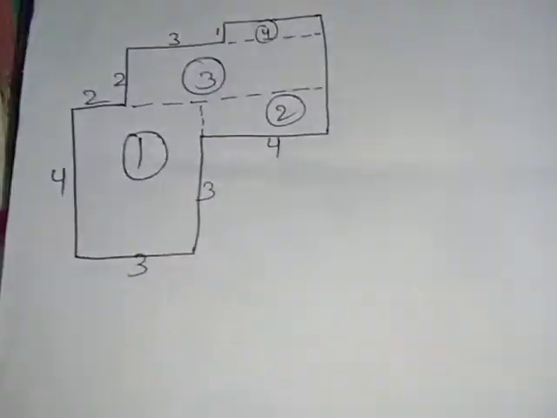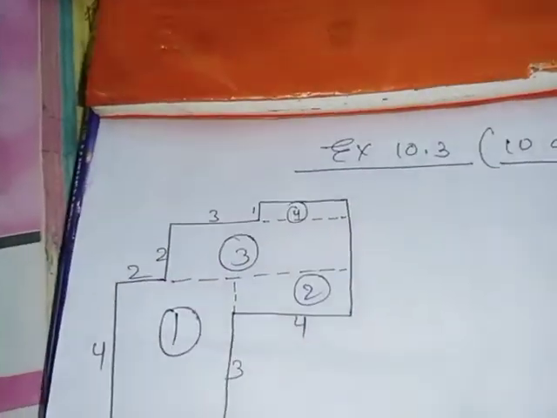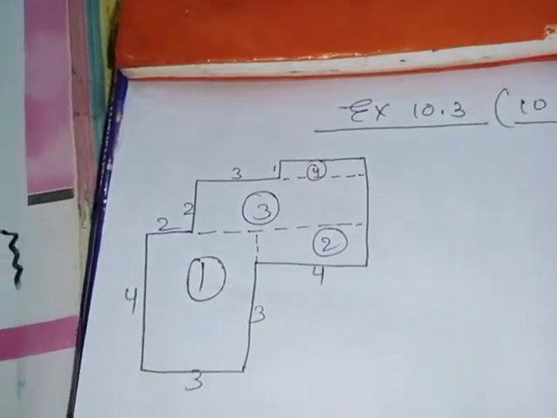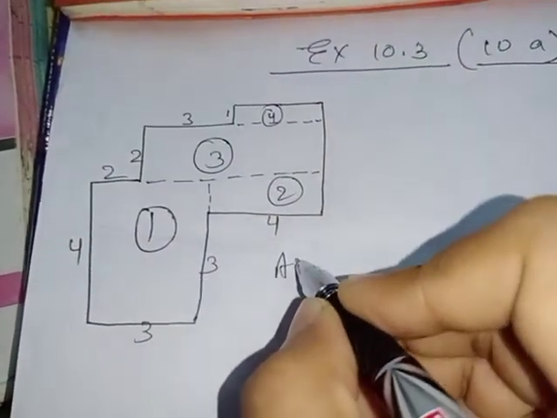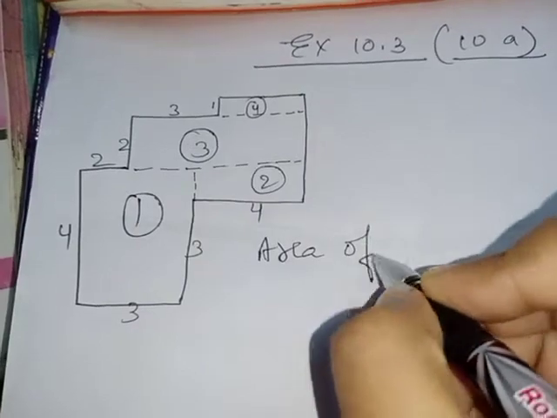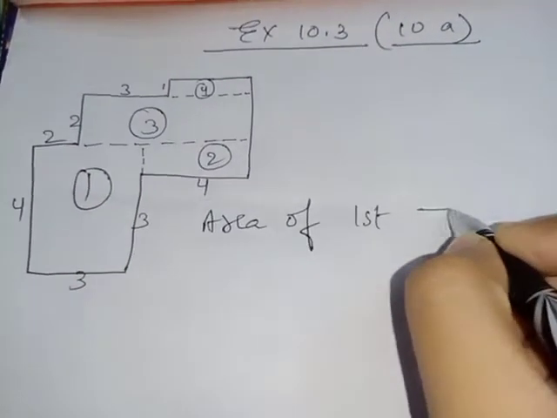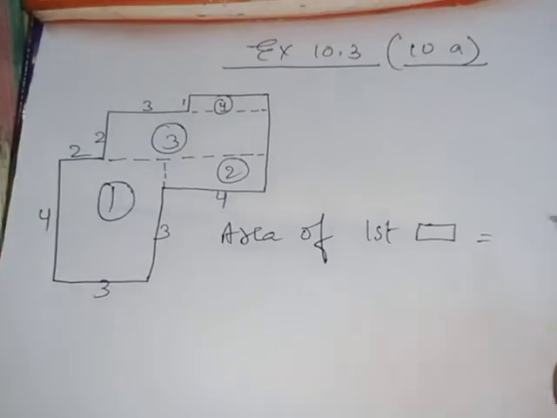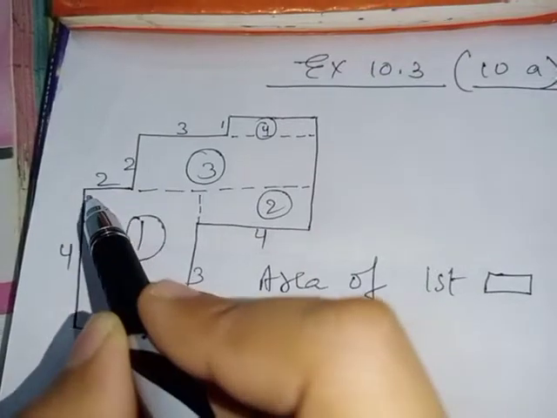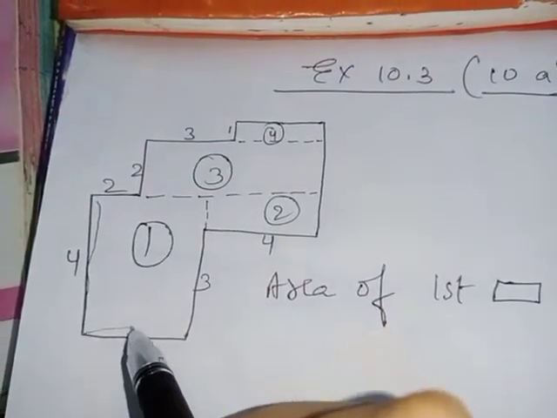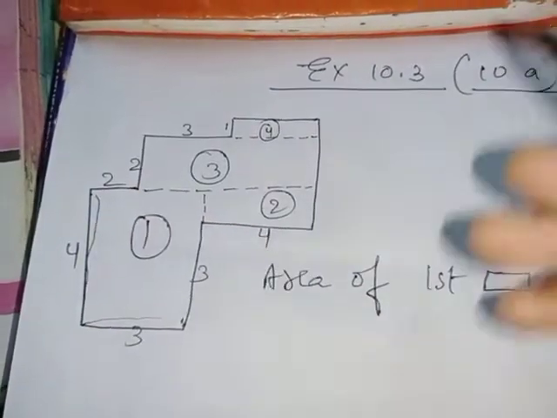Our half of the part is finished here. Now we need to find the area of all these rectangles. We know the area of a rectangle is length into breadth. So first we will write the area of the first rectangle. This is your first rectangle. Just concentrate from this line to this one, then here till here. Just concentrate only on this much and forget about the rest of the figure.